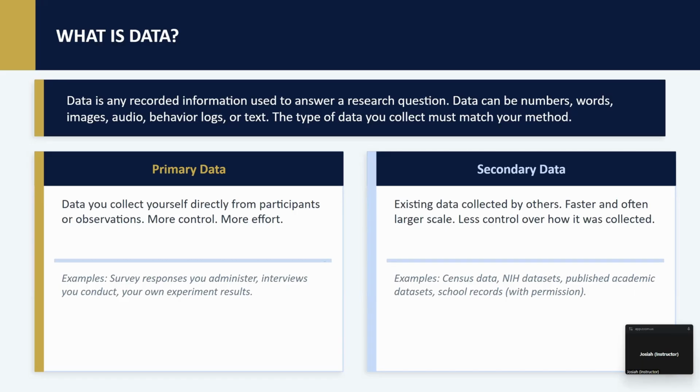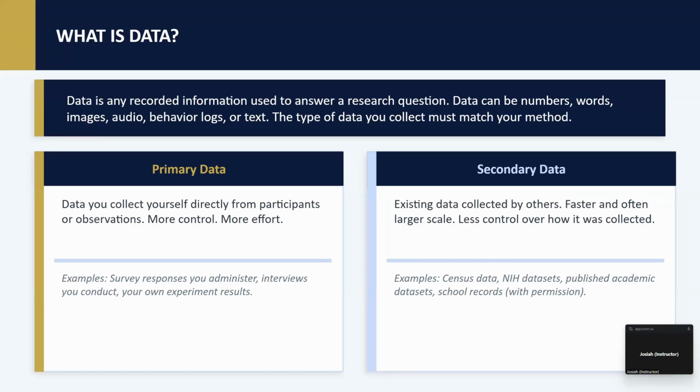So what is data? Data is any recorded information used to answer a research question. Data can be numbers, words, images, audio, behavior logs, or text. The type of data you collect must match your method. So we have primary data and secondary data.